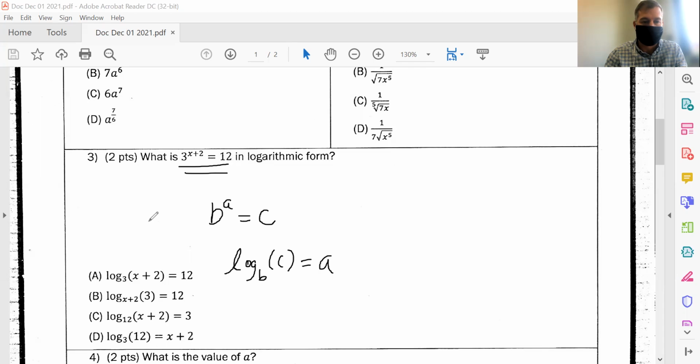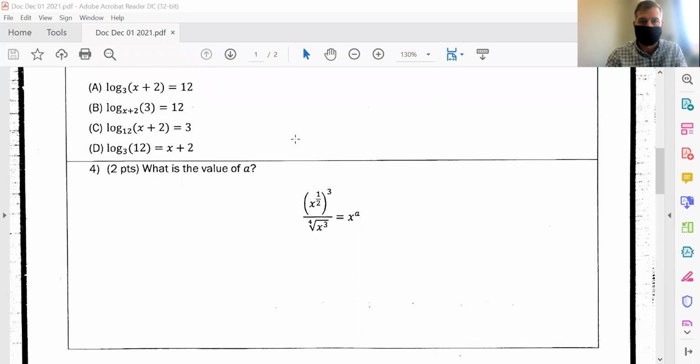So take a look at this form and see what is the base. The 3 is the base. Think about where that 3 goes. The x plus 2 is our exponent. Think about where that goes. And then finally, the 12 is our answer. So think about where that goes. Okay. Clearing this, moving on to the constructed response problem down here.